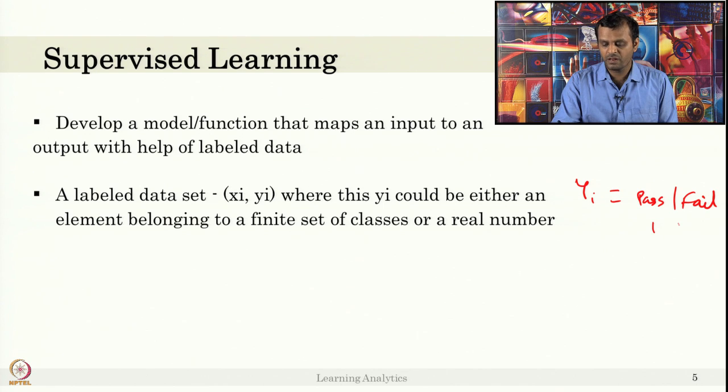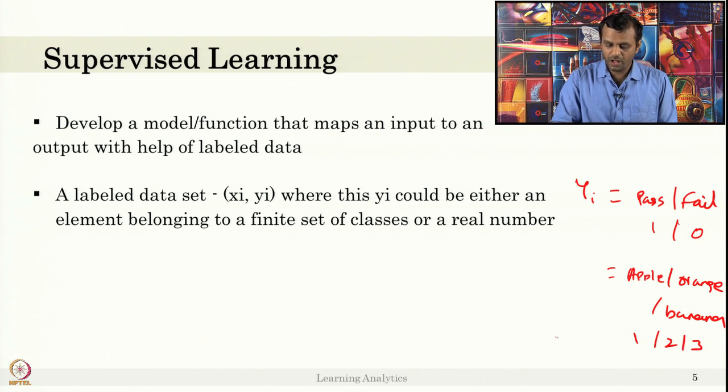Pass can be denoted as 1, fail can be denoted as 0, or it can be apple, orange, or another fruit. We can denote these as 1, 2, 3. So now the yi is a set of 1, 2, and 3 in this example. Similarly, yi can be 0 or 1, it's binary, or it's a real number, like performance in the exam, like 63, 40, or 70, something like that.